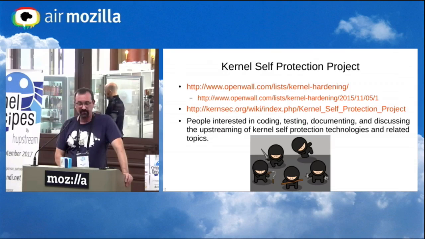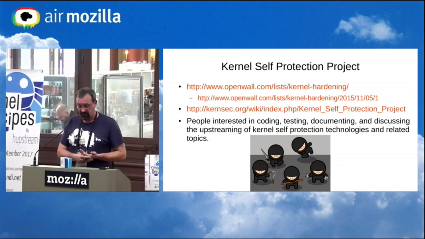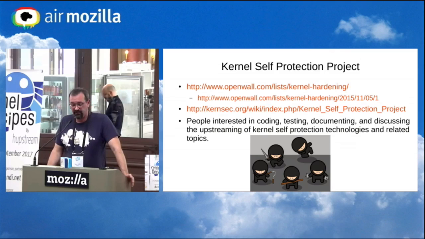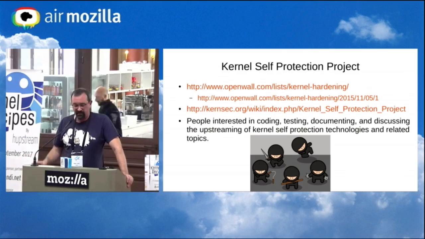At the end of 2015, right after the Washington Post article, I announced the Kernel Self-Protection Project, where I asked interested people to come join me in doing this kind of work. I knew I could never hope to do it all on my own, so I could at least provide guidance and try to avoid the pitfalls of upstreaming and act as a shield for flames and do whatever, but I'm mostly just begging people to help me work on this. The announcement is linked there. We've got a wiki page with some things listed.